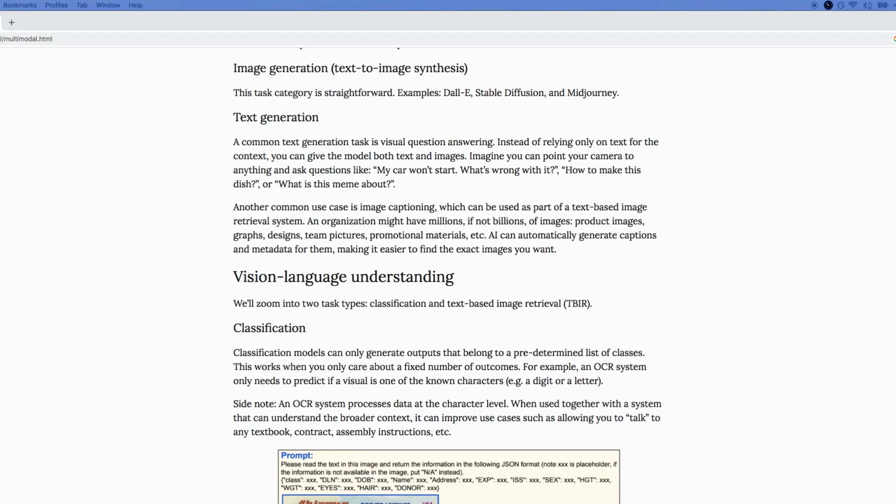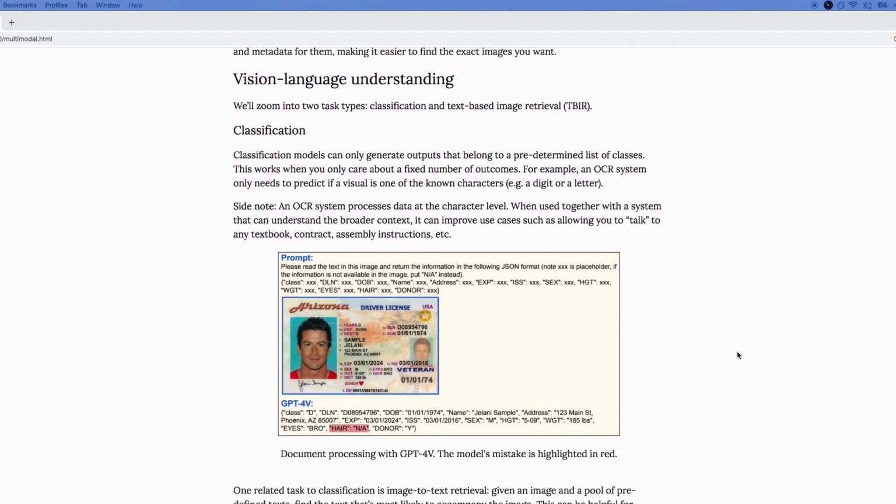Vision language understanding. We'll zoom into two task types: classification and text-based image retrieval, TBIR. Classification. Classification models can only generate outputs that belong to a predetermined list of classes. This works when you only care about a fixed number of outcomes. For example, an OCR system only needs to predict if a visual is one of the known characters, for example a digit or a letter.